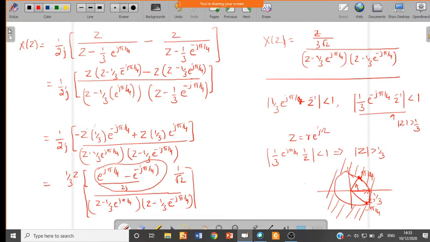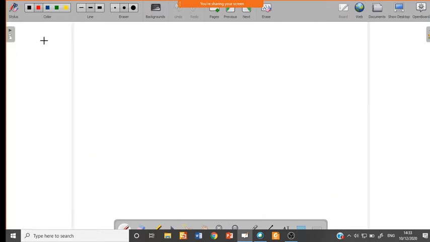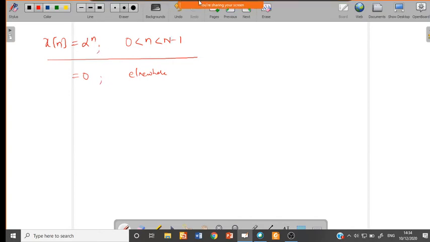Okay, so do one more problem. Try to do this one. x of n is given by alpha power n, where n lies between 0 to N minus 1, and it is equal to 0 elsewhere. Try to do this and tell me the answer.